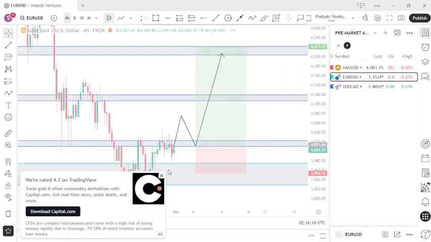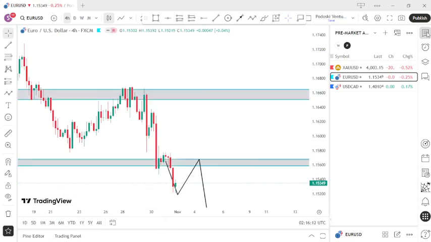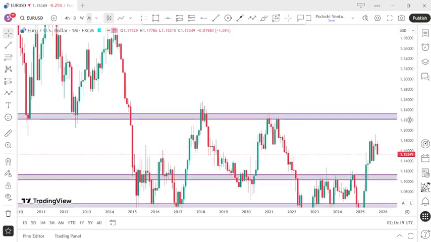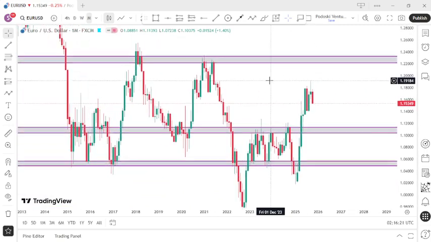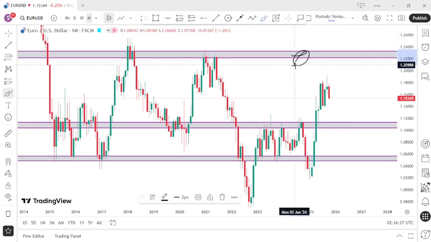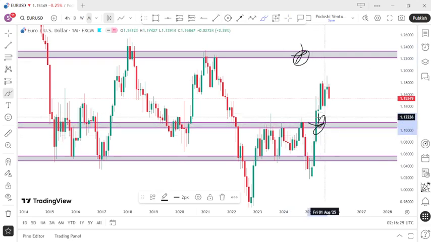So the next pair on the list is Euro USD. On Euro USD, I'm going to be starting from the monthly time frame. On the monthly time frame on Euro USD, I have my monthly upper zone here, midway zone here, and my monthly lower zone here.